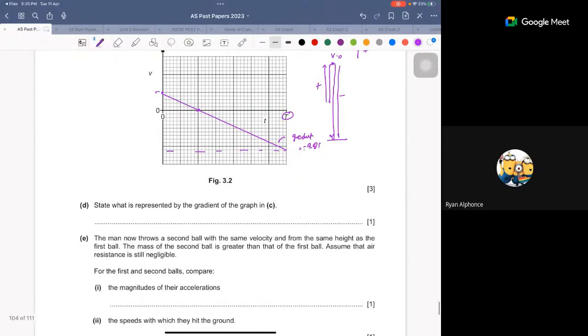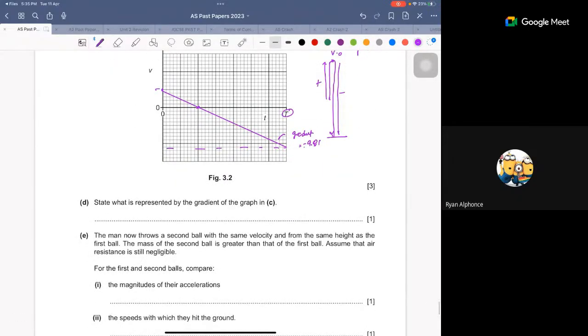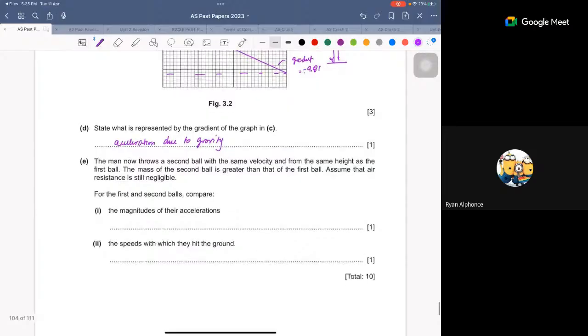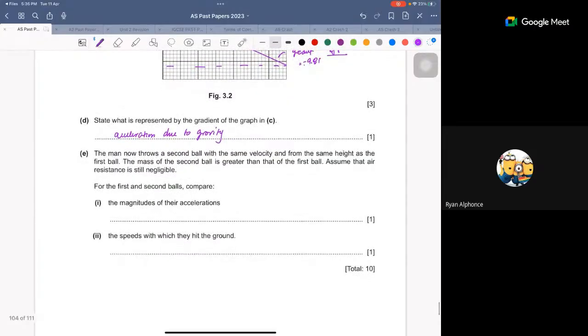Then it says what is represented by gradient. Oh my god, acceleration. Acceleration due to gravity. Then it says the man now throws the second ball with the same velocity from the same height as the first. The mass of the second ball is greater than the first ball. Assume the resistance is negligible.